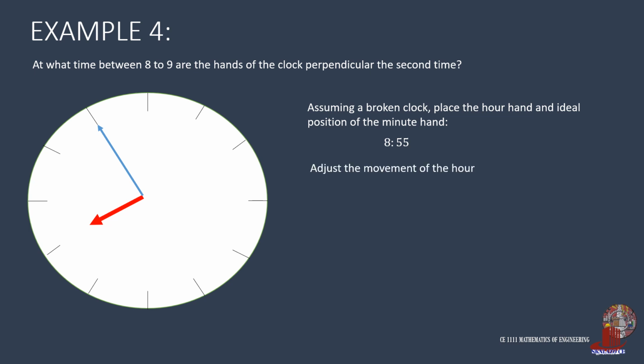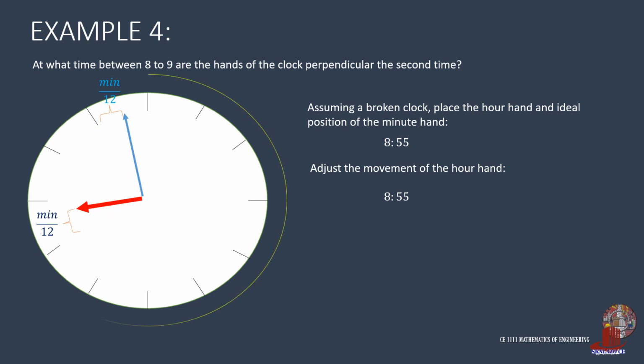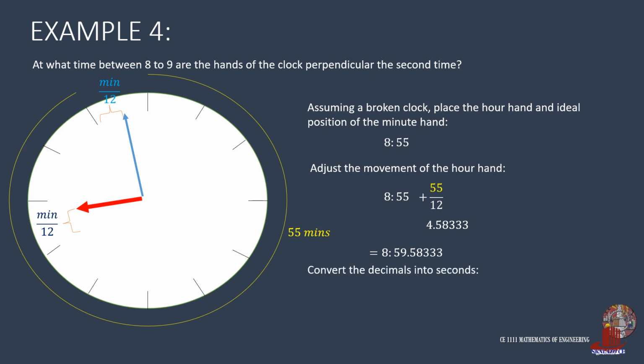Again, adjust the time by the movement of the hour hand, where we add 55 minutes over 12 to 8:55. The adjustment is simplified as 4.5833, which makes the final time 8:59.5833. Again, convert the decimal by multiplying 60 seconds to a minute, which gives 35 seconds. So the answer in our minute-second format is 8:59:35.